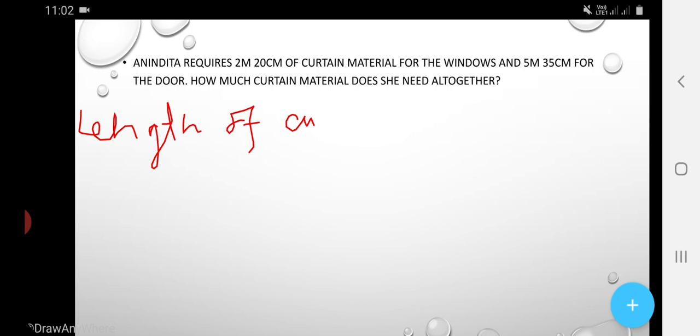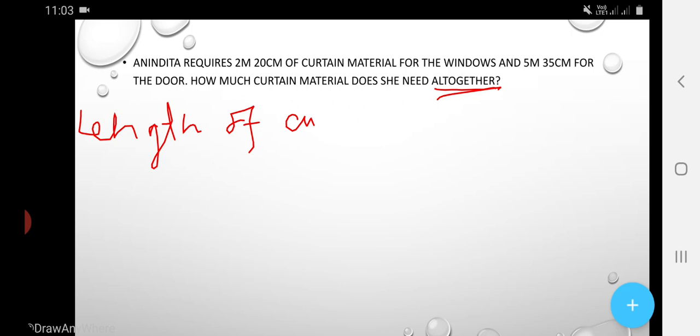Here you see this is written that altogether. Now altogether is a keyword and this is the keyword for the mathematical operation of addition. If we see that in a problem there are mentioned altogether, total, together, along with, then we understand that we have to perform addition. Now we have to solve the problems.